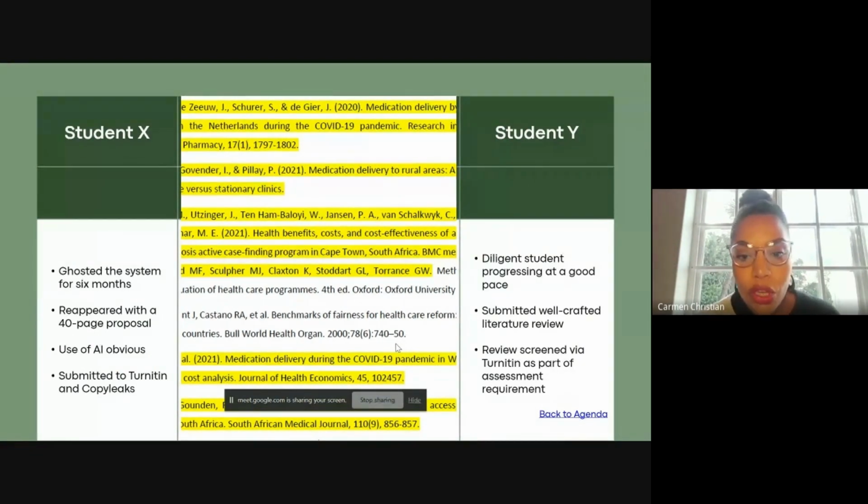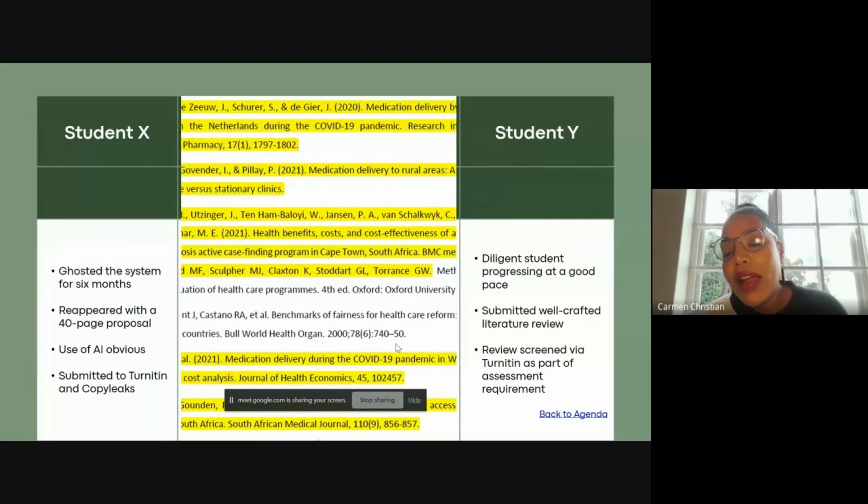system was used to generate a lot of this: repetitive paragraphs with similar structures, a high word count, 40 pages, but actually saying very little of substance. And then the dead giveaway was the reference list with all these fake references that you can see highlighted there in the middle. So that proposal was then submitted to both Turnitin and Copyleaks via CIECT.